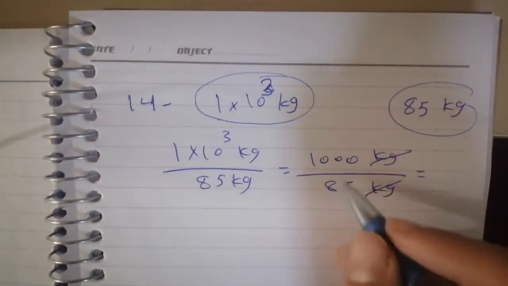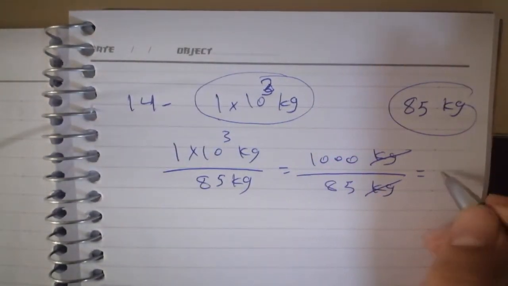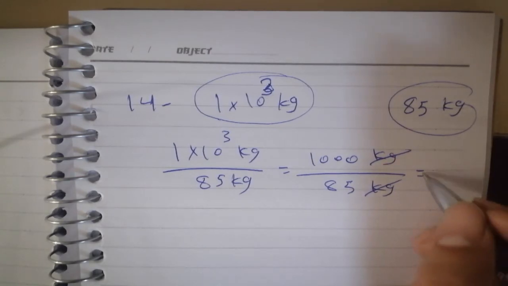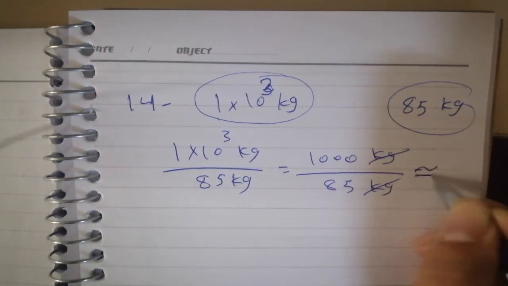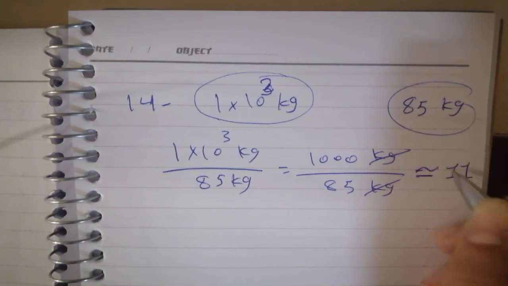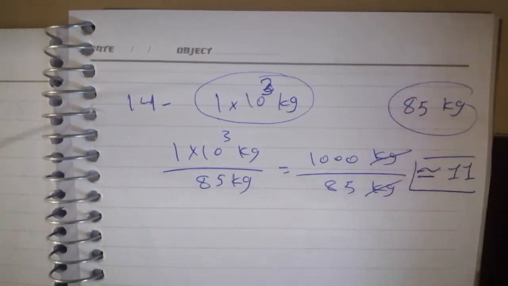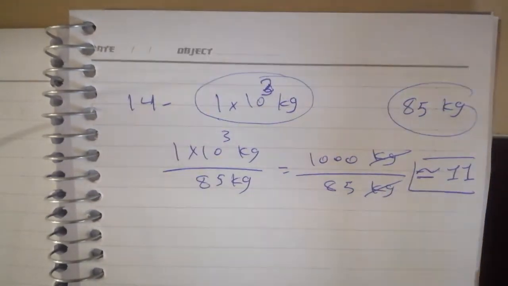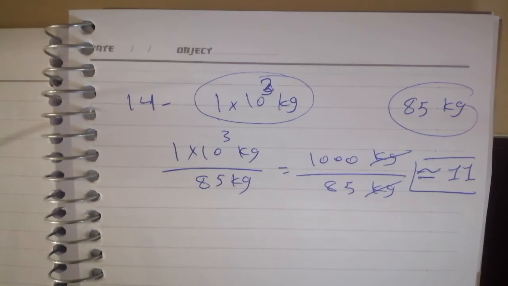So if you divide 1,000 by 85, I think you should get more than 11. So more than 11, less than 12. So I'll just write down approximately 11 people. That's how much the elevator can carry without having any troubles. More than that, it cannot carry it. It doesn't have power to carry that much.